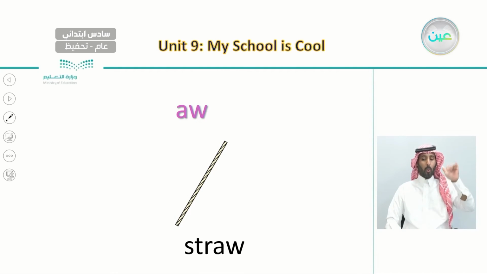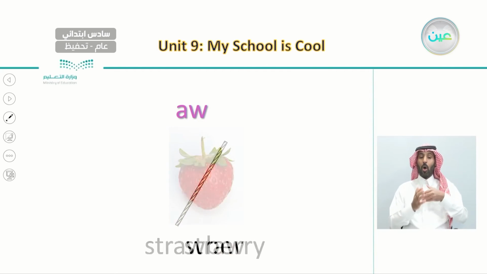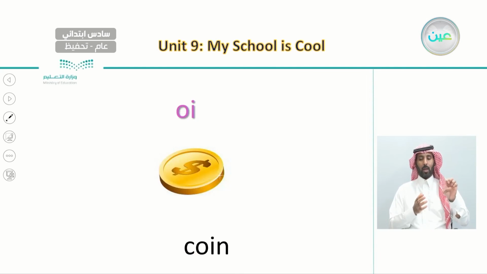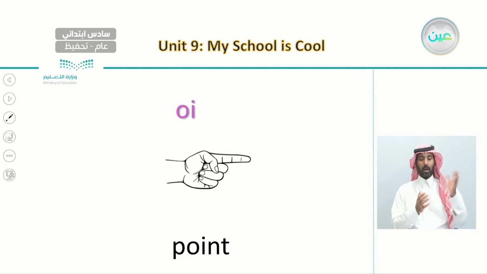Straw. And here we can see the sound at the end. Also another word with the same sound, which is strawberry. Strawberry, also with the sound of A and W. Next we have words also with the sound of O and I, like the word coin. Coin. And here we can see the O and I in the middle. Another word with the same sound is point. Point, also with the sound O and I in the middle.